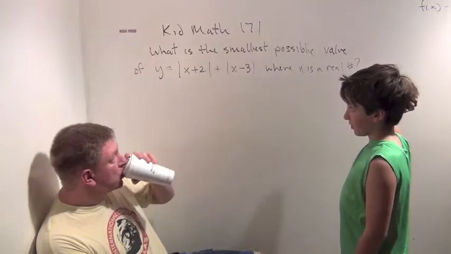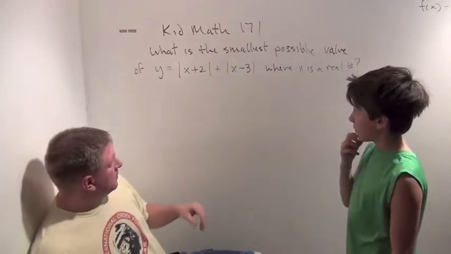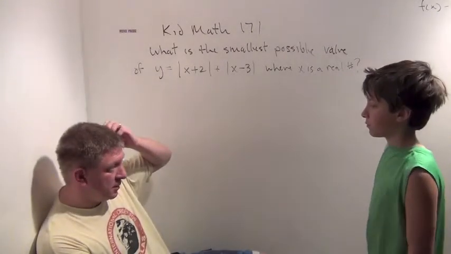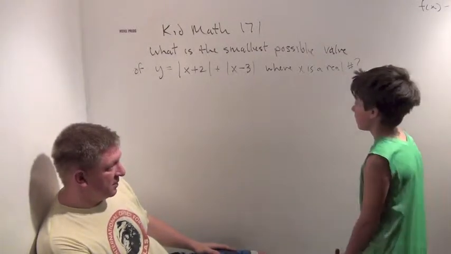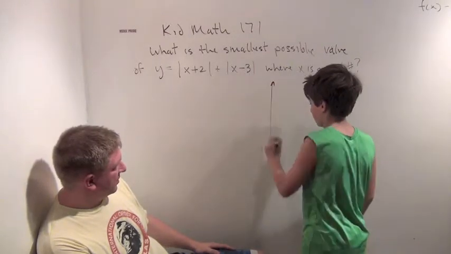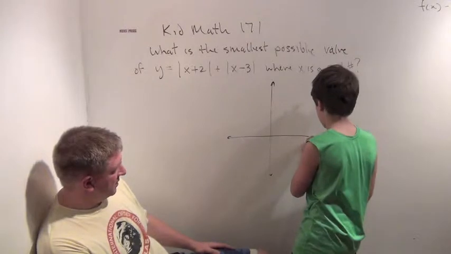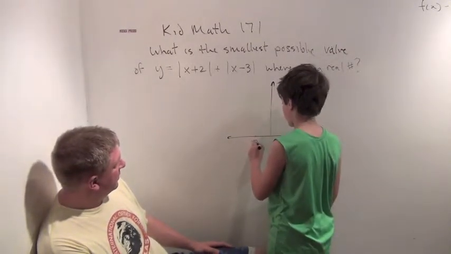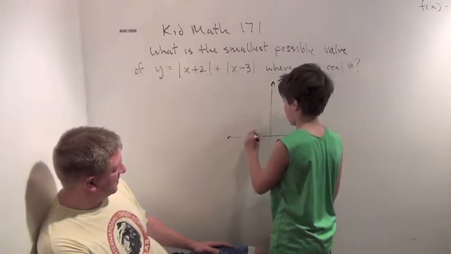Well, I think I want to graph it. Okay. Graph the sum and then find the smallest value. We don't have any really good way to find maximums and minimums because we haven't studied calculus yet. So graphing seems like a good way to go. And by the way, even if you had studied calculus, graphing this one would still be a good way to go. This is minus 2. This is 3.